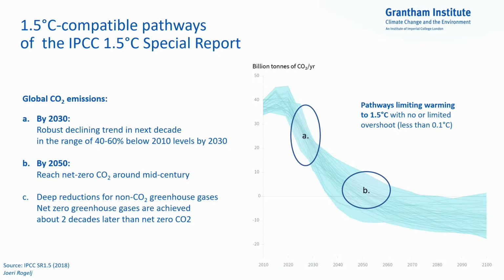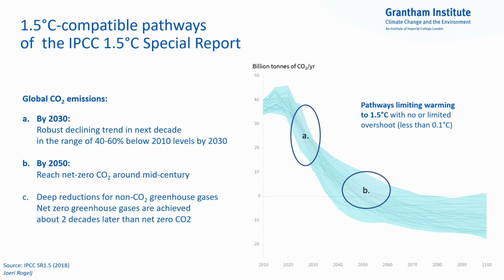For example, carbon dioxide in 2030 is in the range of 40 to 60%, or roughly a halving from 2010 levels. Now, these reductions don't stop in 2030. Even beyond 2030, they continue, and by 2050, these pathways reach roughly net zero carbon dioxide emissions globally. Now, if we add other greenhouse gases, including methane and nitrous oxide, then this net zero date is reached not in 2050, but around 2 decades later. So these 1.5 degree compatible pathways reach global net zero greenhouse gas emissions around 2070.